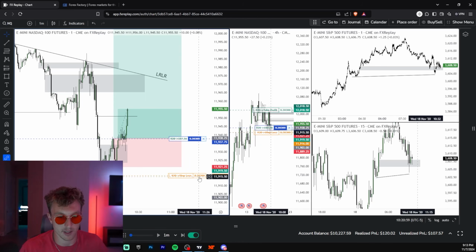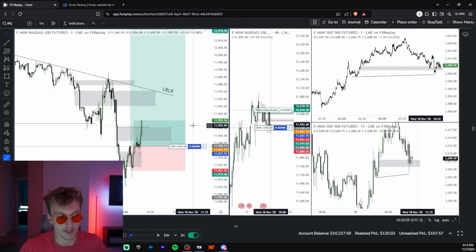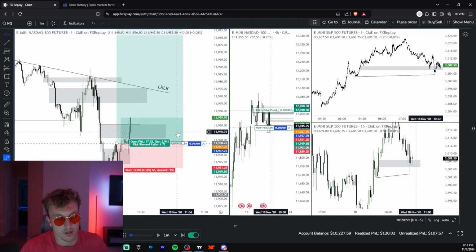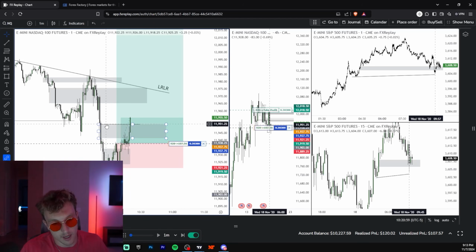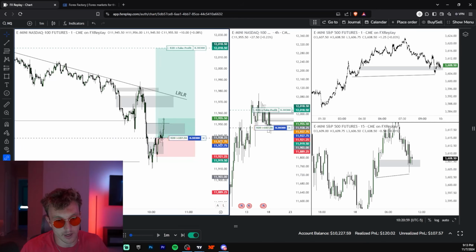Okay, I'm going to go to break even here. So here I'm going to break even because I like how we inverse this. So we really shouldn't go back down here. And if we do, that would not be a good sign.